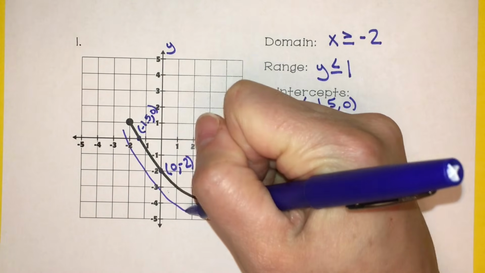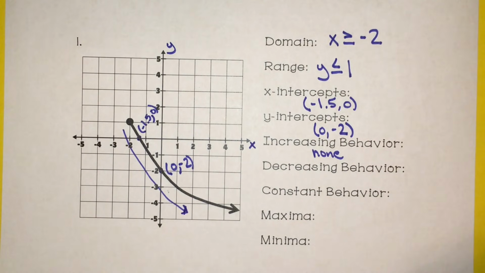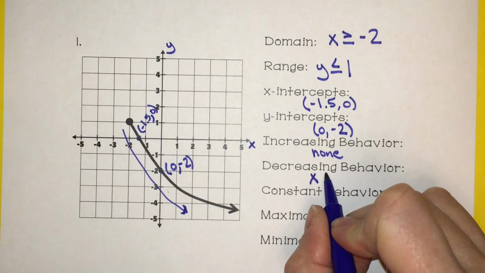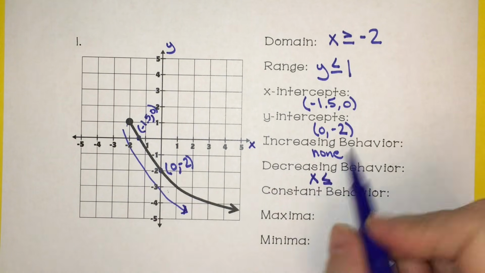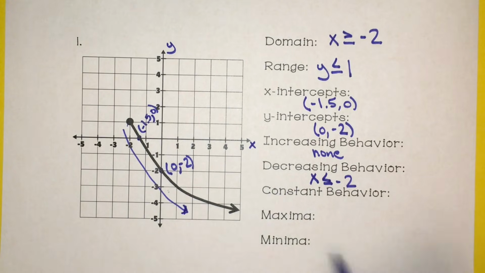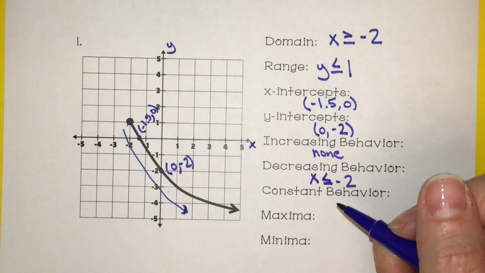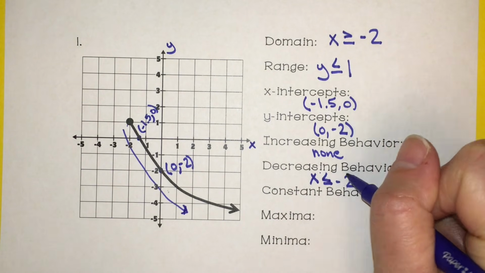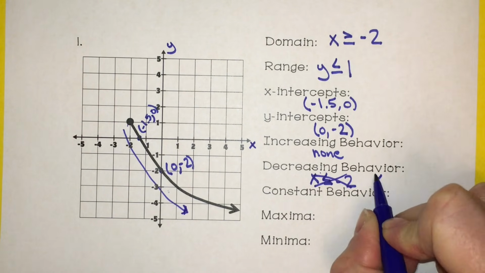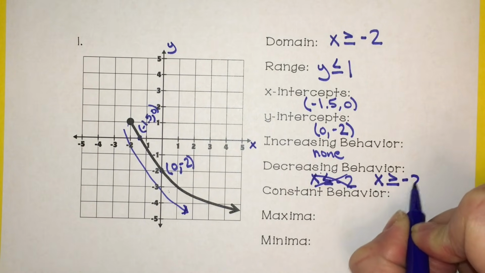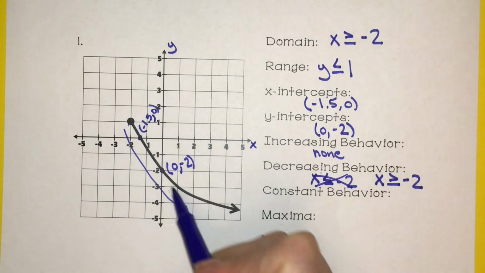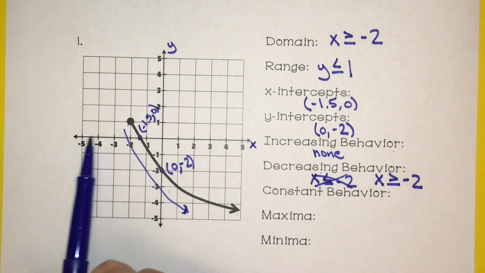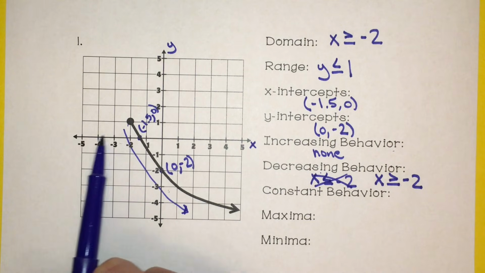Decreasing behavior, well, the whole thing goes down, and it's going to continue going down. So this is where x is less than or equal to -2. It's just going to keep going down as the x values, whoops, I did that backwards, because it's as the x values increase. So I'm going to rewrite that, I had my sign backwards: x is greater than or equal to -2. Because it's going to continue going down as the x values increase. It doesn't include any of the x values that are less than -2.